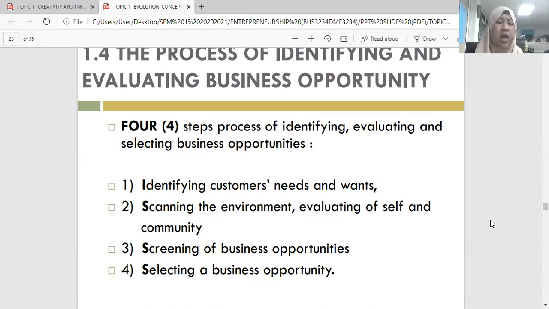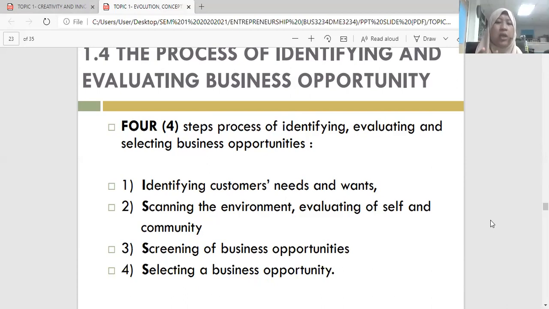Both of you, because we're talking about both parties here. We have the buyer and seller, right? So when we're talking about the needs and wants, they have to be congruent together. And the second one, we're talking about scanning the environment, so evaluating ourselves and community. So we might see in this statement the step on how the company, the organization, will scan.